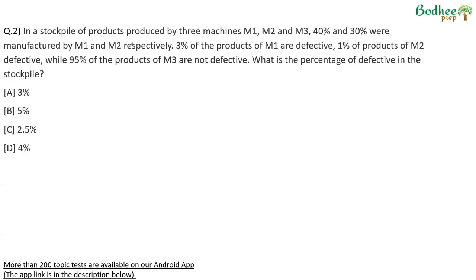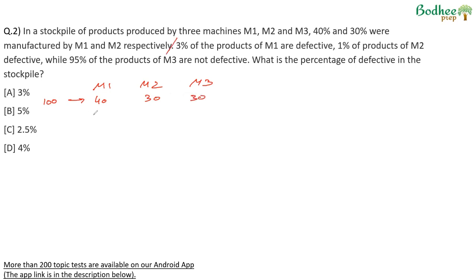In a stockpile of products produced by 3 machines, M1, M2, M3, 40% and 30% were from M1 and M2. Out of 100%, suppose 100 units were produced. Out of this, 40 is from M1, 30 is from M2, and therefore 40 plus 30 is 70. 100 minus 70, 30 will be from M3.